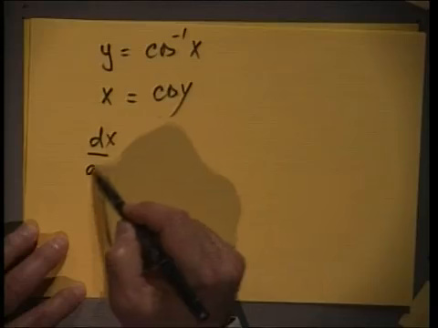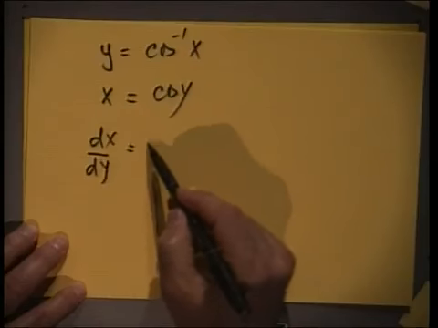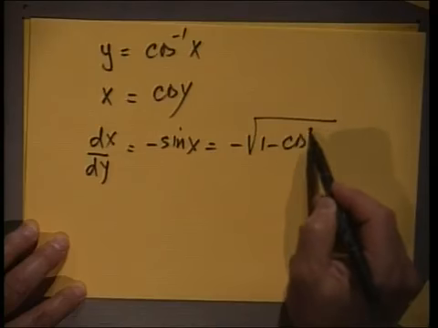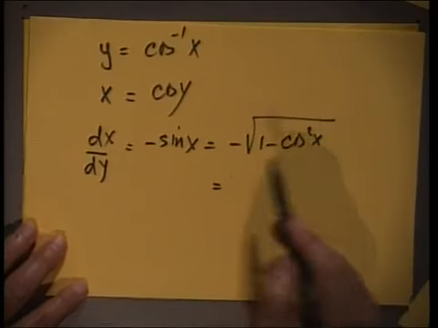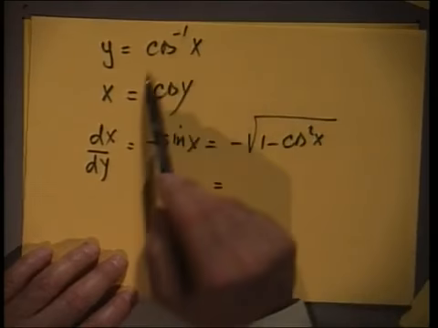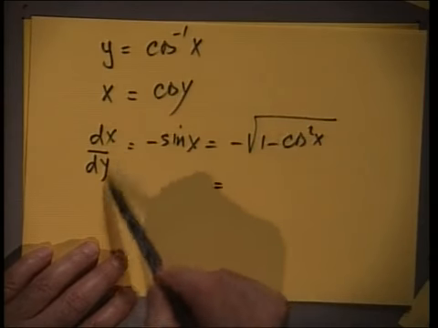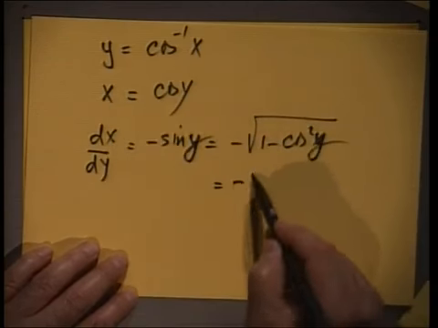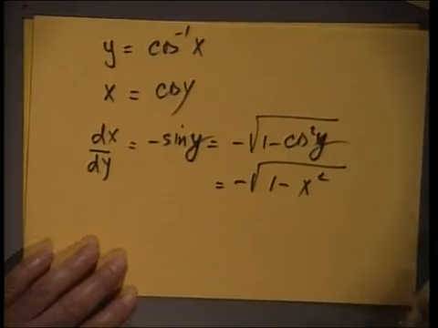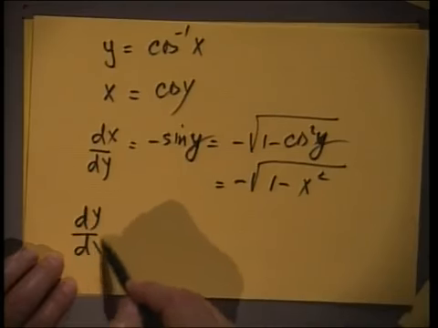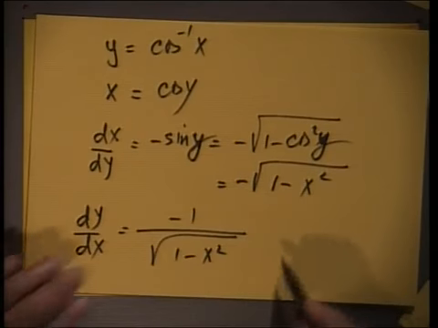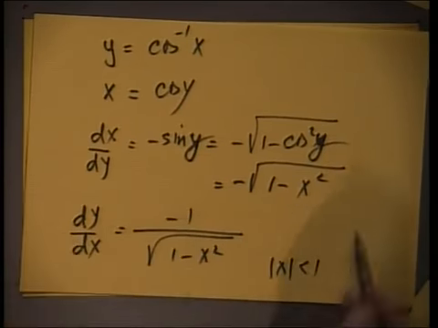And this you get dx by dy is equal to minus sine y, and again this is equal to minus the square root of 1 minus cosine square y. But since x is equal to cosine y, I'm sorry, so this is y. So sine y is equal to the square root of 1 minus x square, and therefore dy by dx is equal to minus 1 over the square root of 1 minus x square. Of course, here modulus x should be less than 1. So actually, this is one way of doing it, and this is the easiest way.